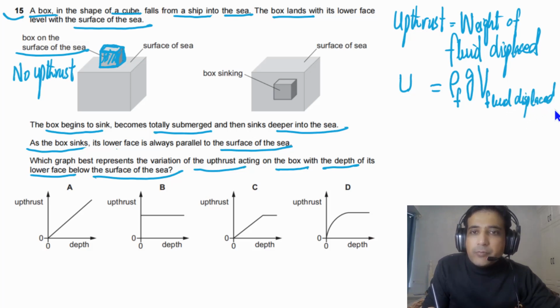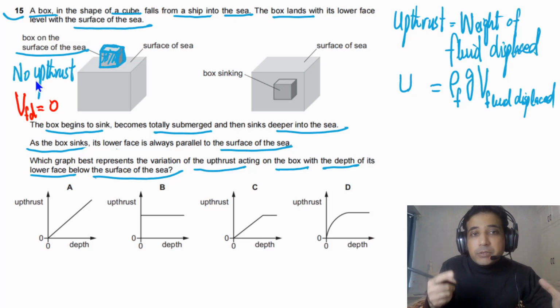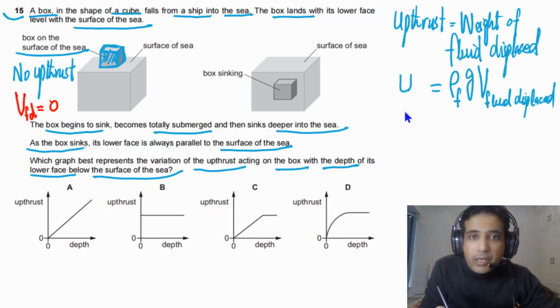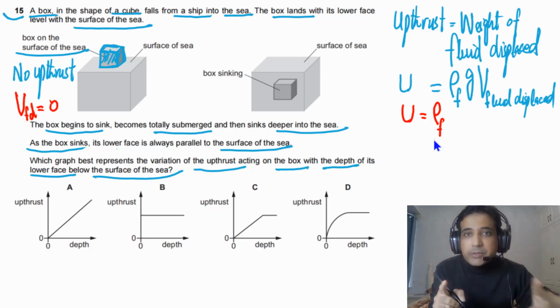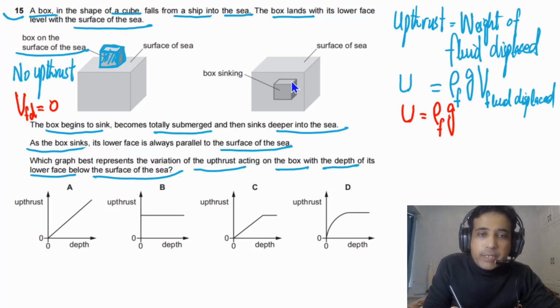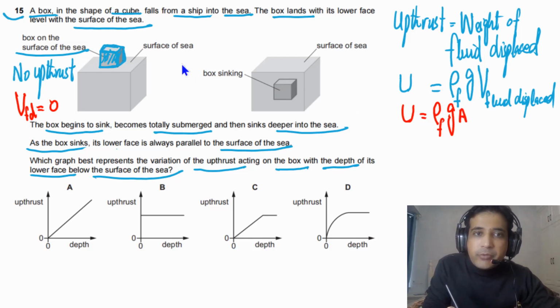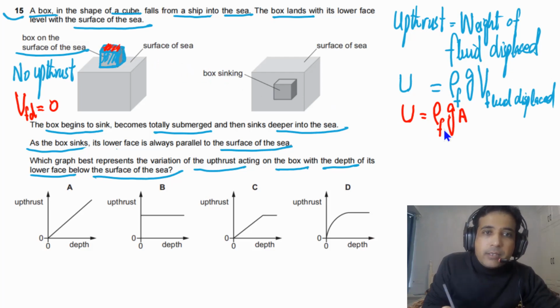Now let's try to understand. When it is at the surface, there is no volume of fluid displaced. I will say volume FD, volume of fluid displaced, is equal to 0, so the upthrust is equal to 0. Now we need to understand how upthrust depends on depth. We can write the volume of fluid displaced as the volume of the cube inside water, which is the cross-sectional area times h, where h is the depth inside water.